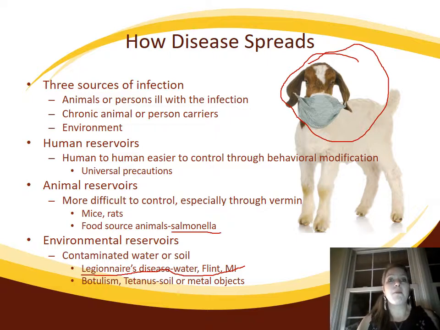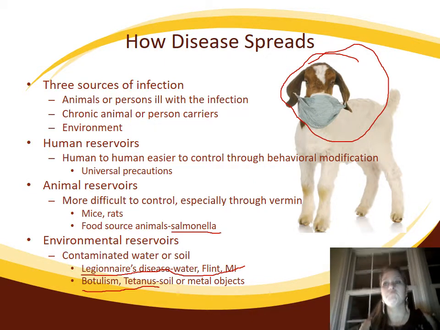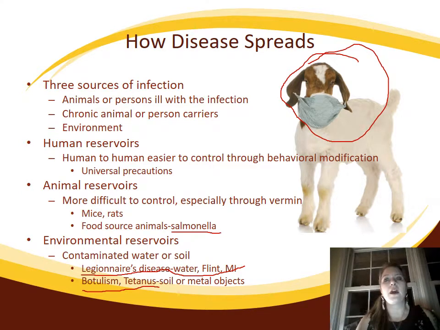And then you have things like botulism and tetanus that are found in soil or metal objects that can be spread very easily. If your skin is compromised by a metal object and you get soil into that particular lesion, then you can be exposed to a lot of different contaminations.